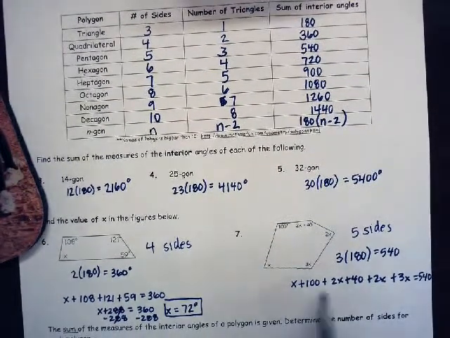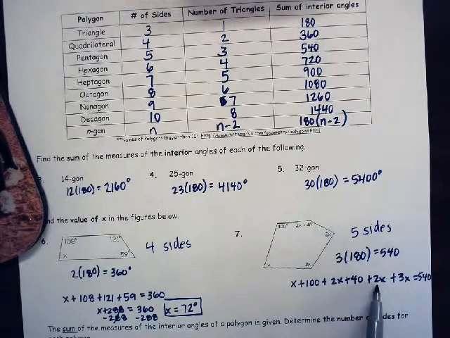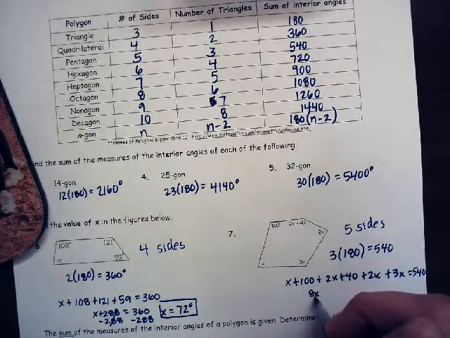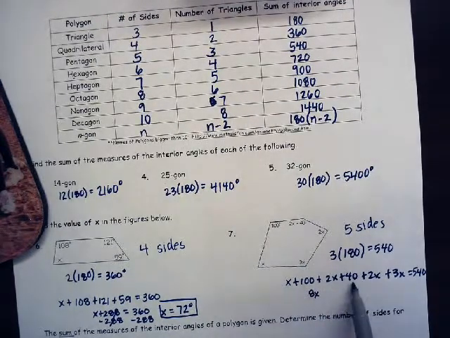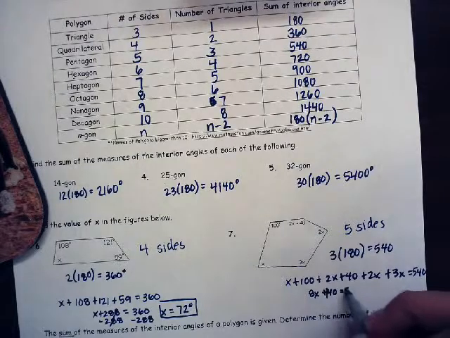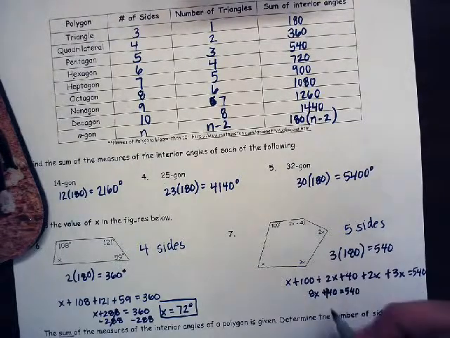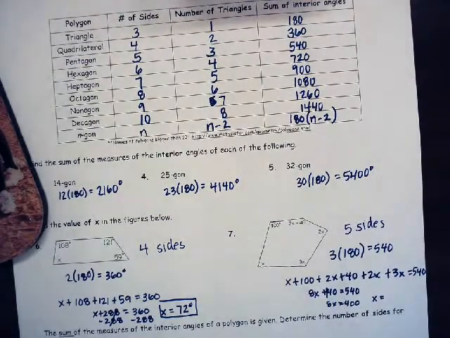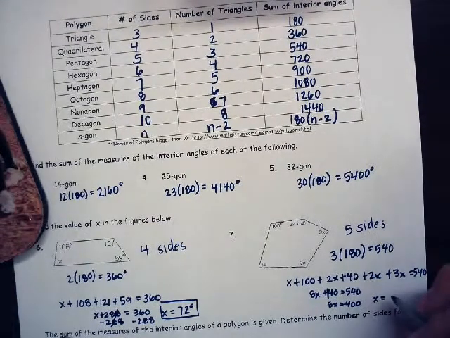All right, let's get all of our x's together. x plus 2x is 3x, plus 2x is 5x, plus 3x is 8x. 100 plus 40 is 140, so 8x plus 140, forgot my 1, equals 540. Skipping a couple steps here, 8x equals 400. So I divide both sides by 8 and I get 50.